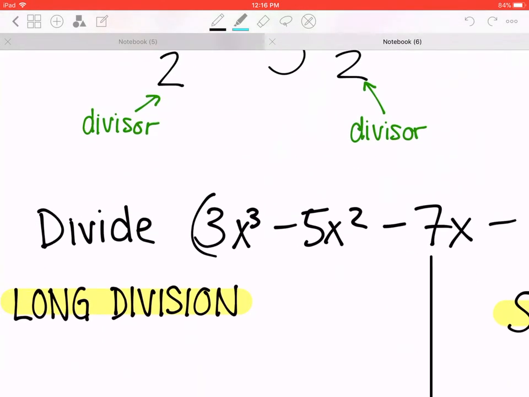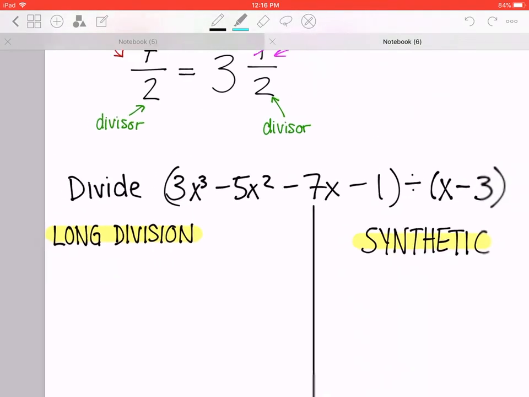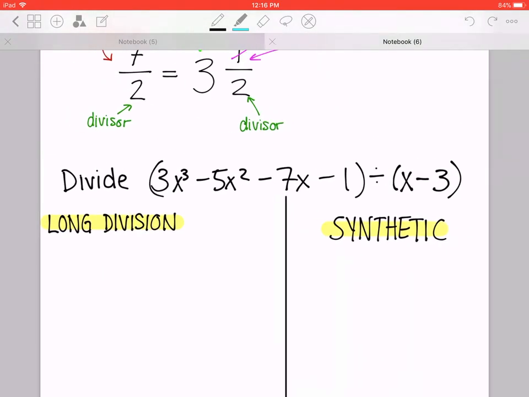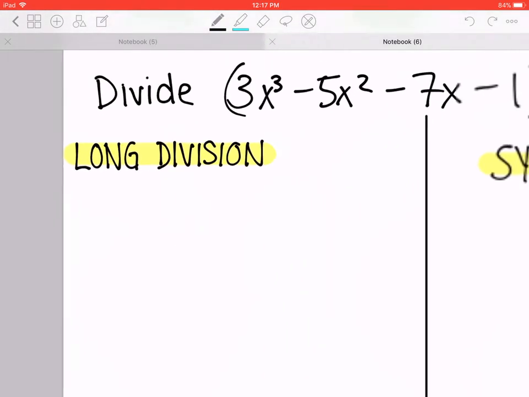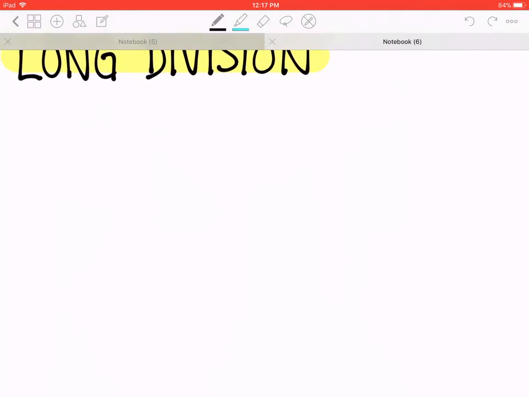So now let's take a look at this polynomial right here: 3x cubed minus 5x squared minus 7x minus 1. If we want to divide this polynomial by x minus 3, for example, we can do so by either using long division or synthetic division. Let's start off with long division first. If you recall grade 3 math, the objective is to find out how many times the divisor can go into the dividend. So as always, we start off a bit like this.